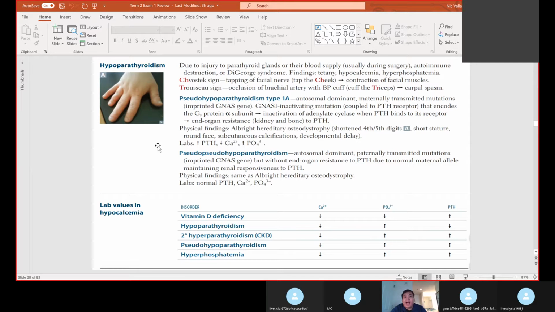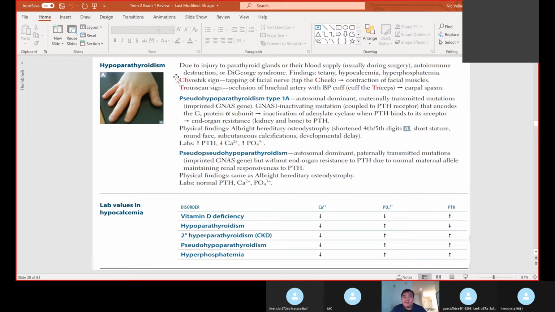Now, hypoparathyroidism, a decrease in PTH. If you have a decrease in PTH, what happens to the calcium level? Increase or decrease? Decrease. So, signs and symptoms of hypocalcemia.